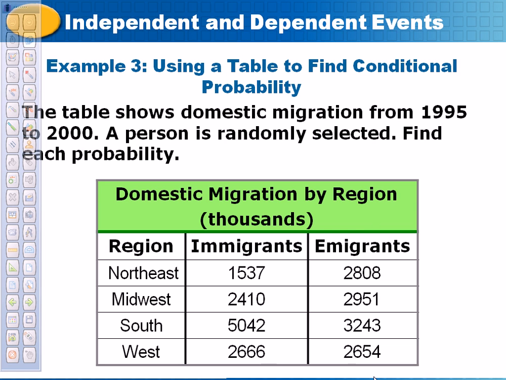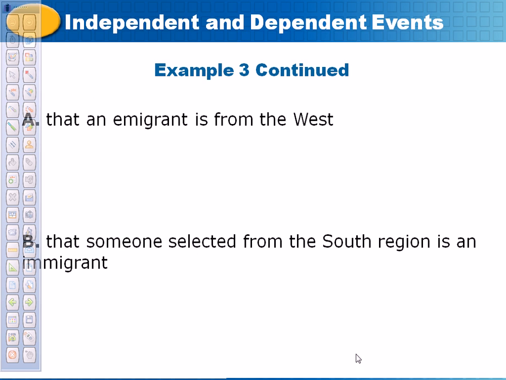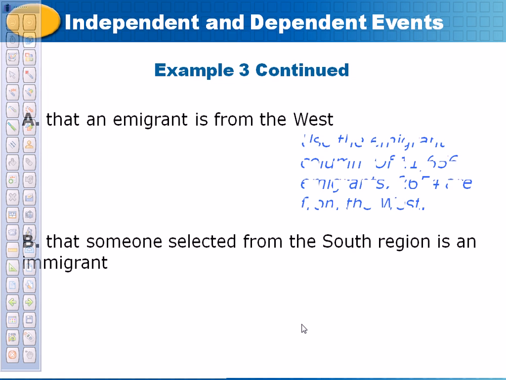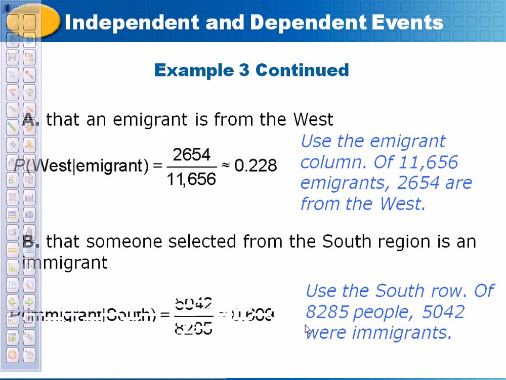All right, that someone selected from the South region is an immigrant. So if we go back, South region is an immigrant. So we would do 5,042 over the total. Yep. Okay? And let's put the answers up here so you can see. 5,042 over that total. Okay. We don't need to do all these.